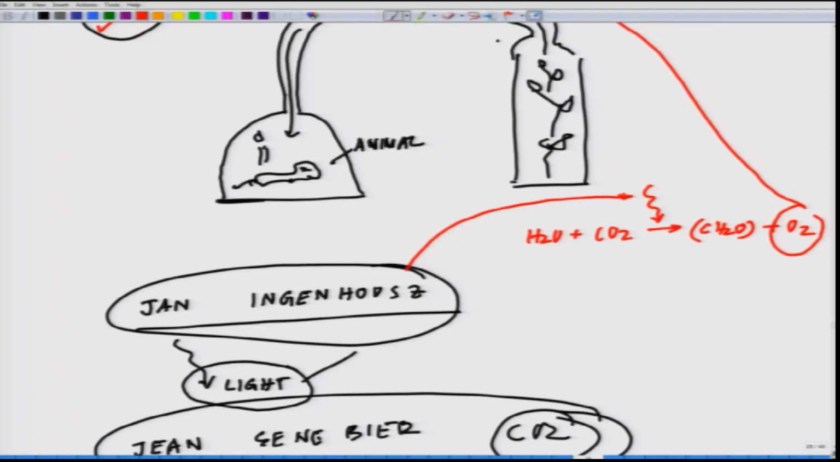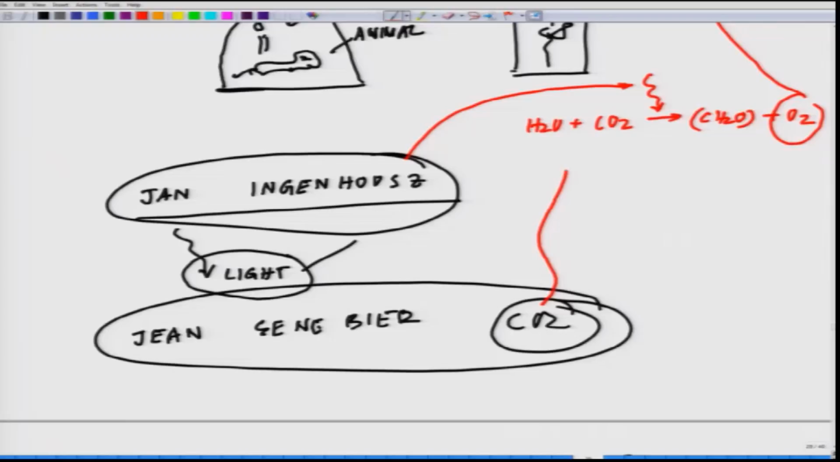Ingenhousz. Jones and Abier showed that this process needs carbon dioxide. Following that discovery, the distinctive contribution was to show that the fixed air, namely CO2, is taken up in photosynthesis. The role of water in photosynthesis was demonstrated by Theodore de Saussure.